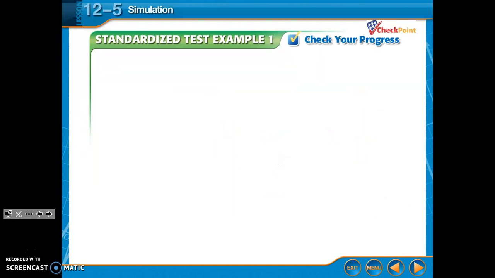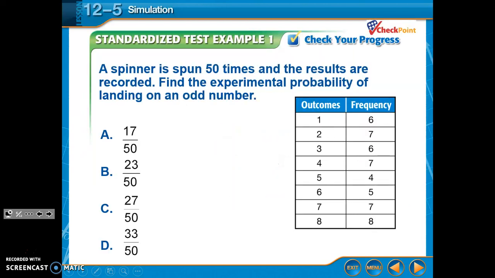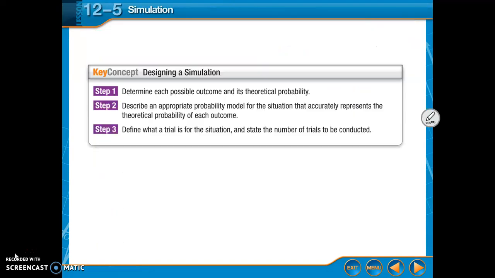Okay, the next one is for you guys to give a shot. A spinner is spun 50 times and the results are recorded. Find the experimental probability of landing on an odd. So you guys figure this out.